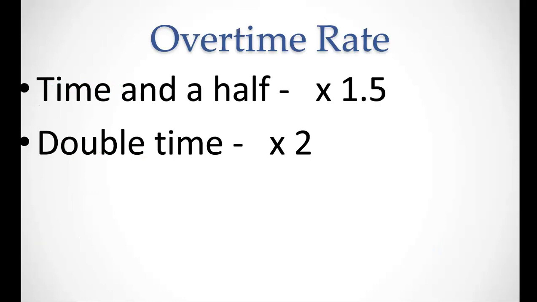I also would want you to write these two items next to those two words on your vocabulary sheet. If it says time and a half, you're always going to multiply it times 1.5. And if it's double time, you're always going to be multiplying it times 2. Again, pause the video and make sure you've written down all of the vocab words.